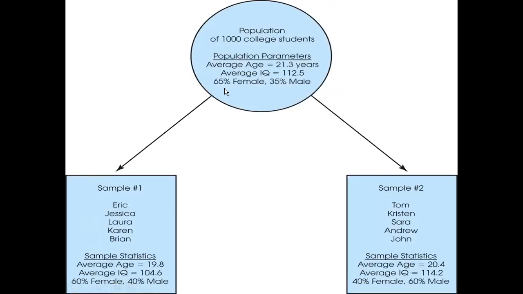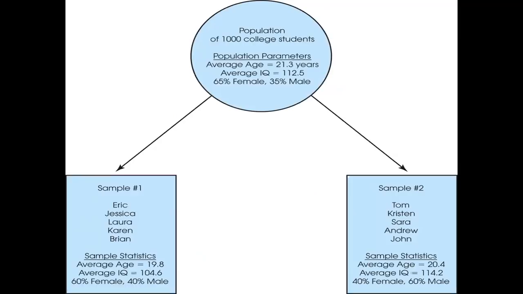Okay, and you can see the breakdown in the population is a little bit different. The natural discrepancy that exists between population parameters and sample statistics is what we call sampling error. Now, error isn't a bad thing. It doesn't mean that something went wrong. It's a natural discrepancy.